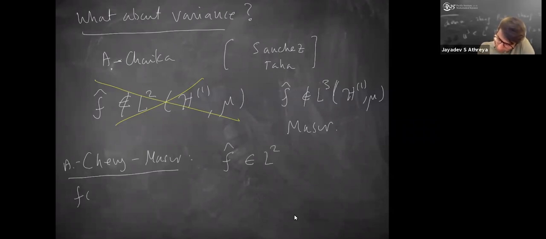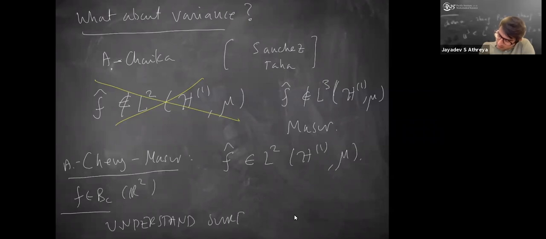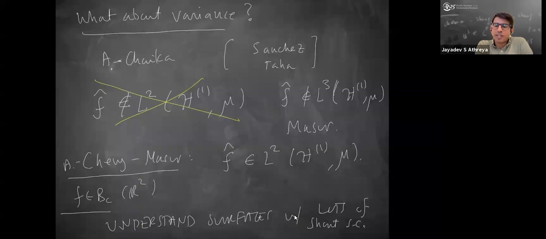So for f which is bounded and compactly supported on R2, f hat is in L2 of H1, mu. And the key point here is you need to understand surfaces with lots of short saddle connections, right? You need to understand what it means to have lots and lots of short saddle connections, and you need to bound the measure of that collection of surfaces.